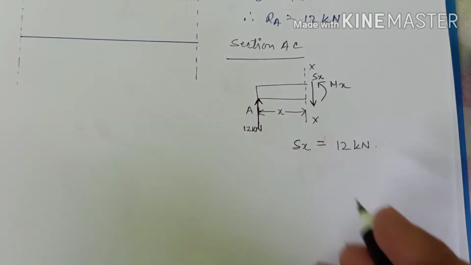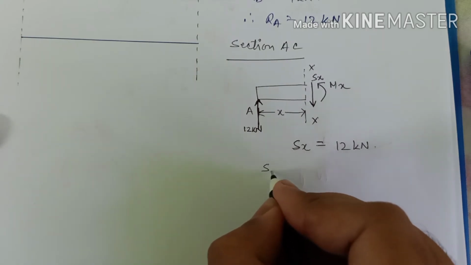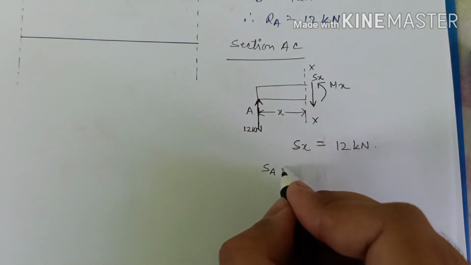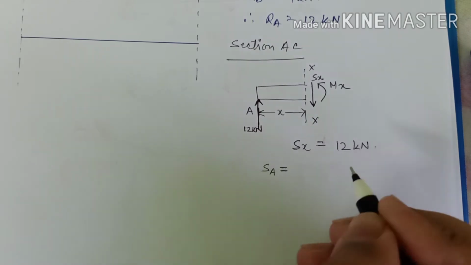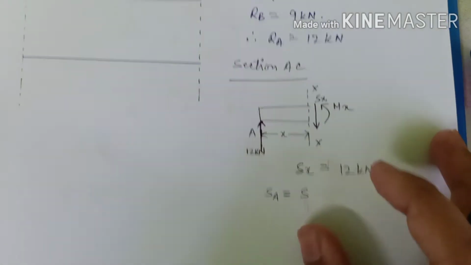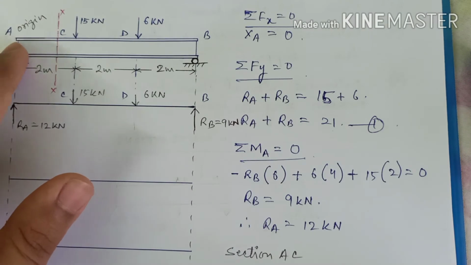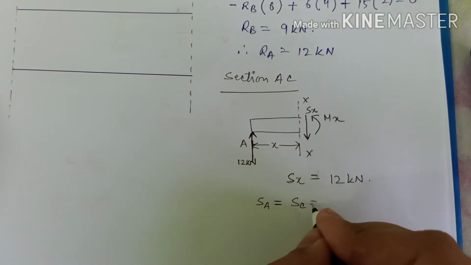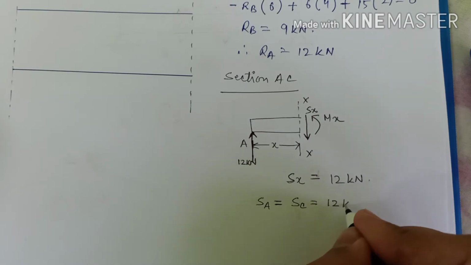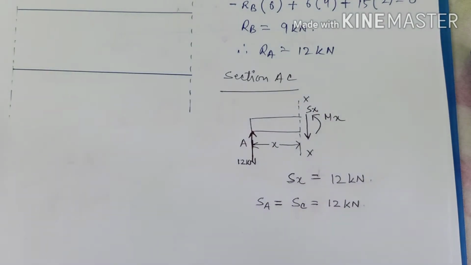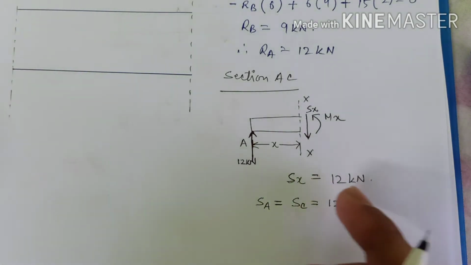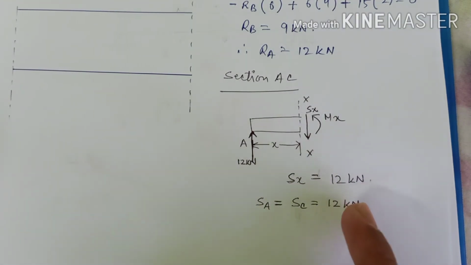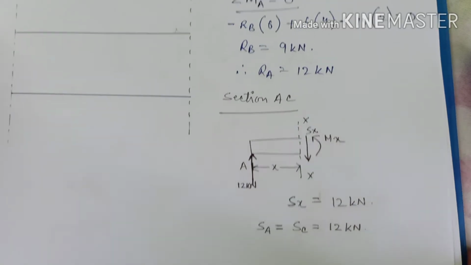So basically we can say that shear force at A will be equal to shear force at C, and it will be equal to 12 kilonewton. Done. Section A, the shear force calculation is done. Now we can plot this in your SFD diagram.